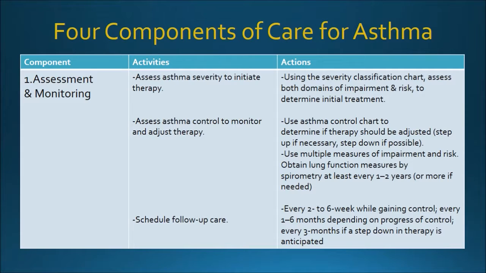Then we're going to assess asthma control to monitor and adjust the therapy by using the control chart to determine if the therapy should be adjusted. We're going to step up if necessary, and step down if possible, and use multiple measures of impairment and risk, obtaining lung function measurements by spirometry at least every 1 to 2 years or more if needed. And we're also going to schedule follow-up care every 2 to 6 weeks while gaining control, every 1 to 6 months depending on progress of control, and every 3 months if a step down in therapy is anticipated.